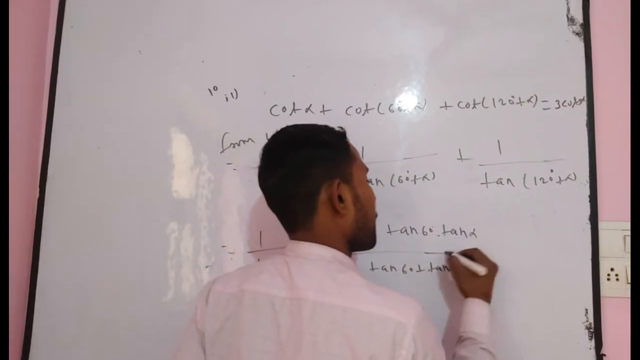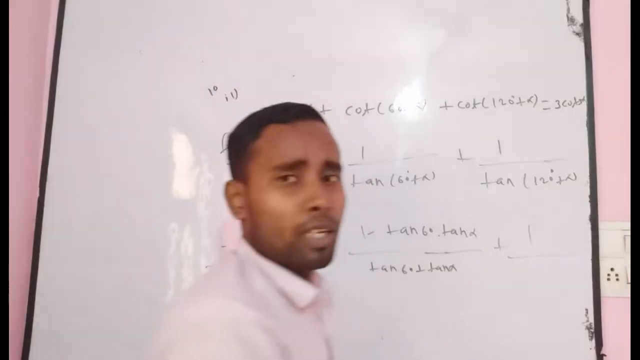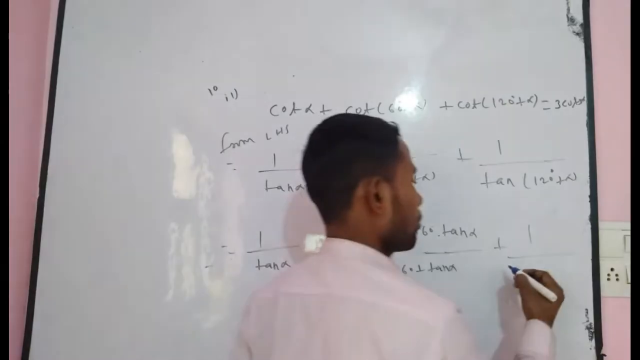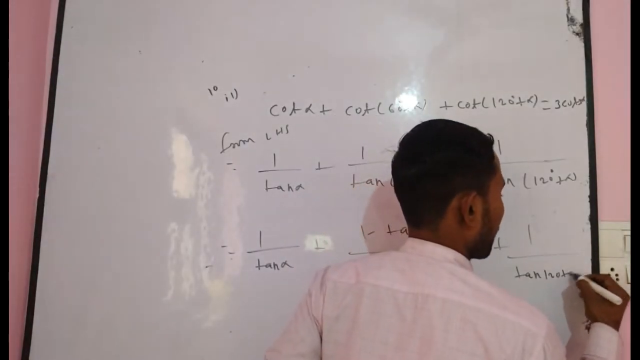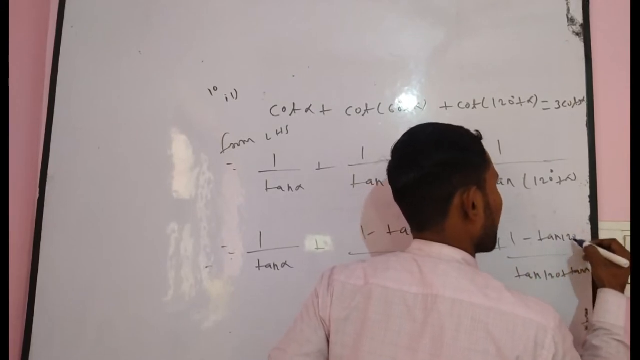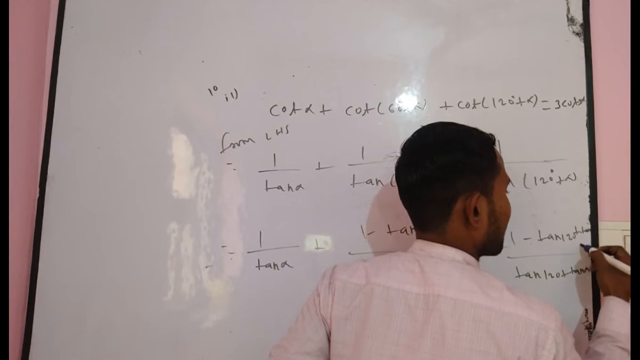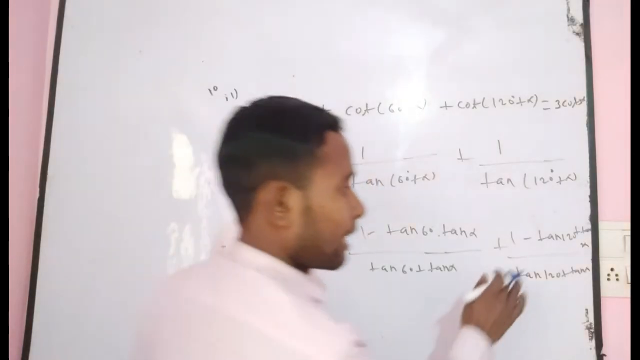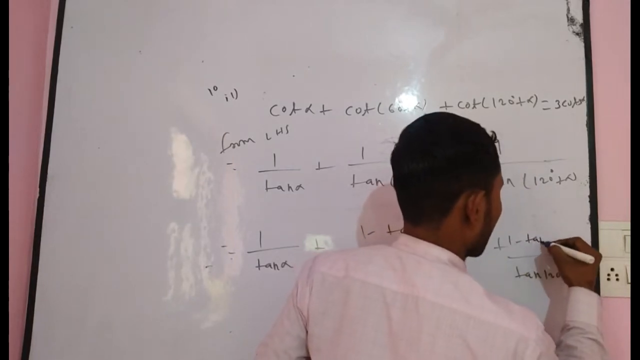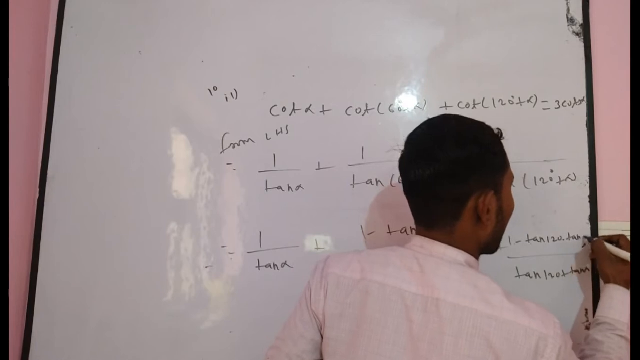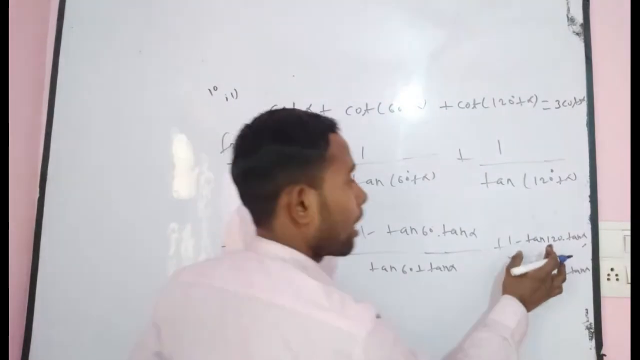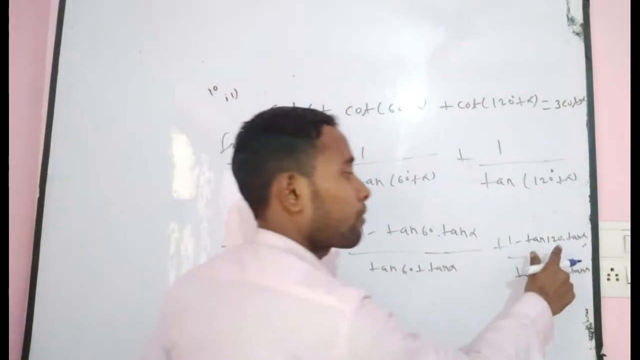Can you write? Plus. Now in the denominator you get tan 120 plus alpha. What is the formula of tan 120? Similarly you can write tan 120 plus tan alpha. In the numerator you get 1 minus tan 120 into tan alpha. I think you understand. Here I want to write 1 minus tan 120 into tan alpha. Understood?